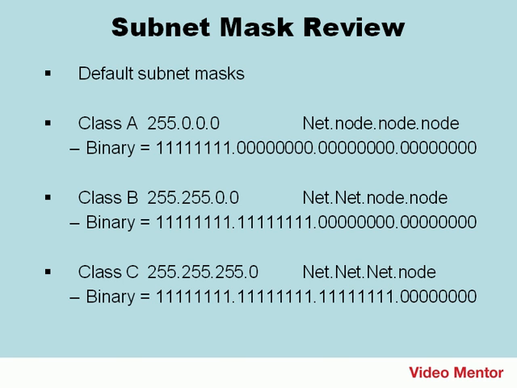And Class C, 255.255.255.0, the first three octets deal with the network portion, and the last octet deals with the node or host portion. And in binary, we have 24 ones and 8 zeros, and this is suitable for small networks with a small amount of computers.